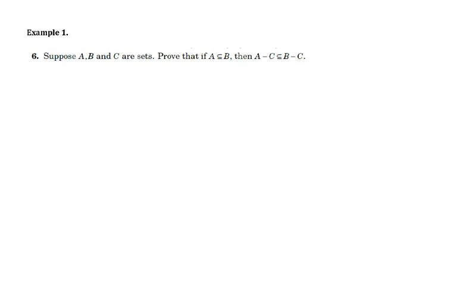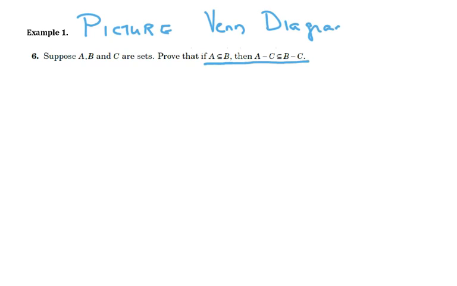So let's do one. Prove that if A is a subset of B, then A minus C is a subset of B minus C. Now sometimes I like to draw a picture. What do I mean? A Venn diagram. Because later on we are going to have to be deciding whether things are true or not, and a Venn diagram can help us. So we need to draw a Venn diagram that represents this situation.